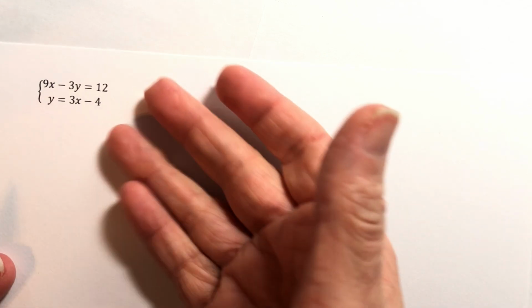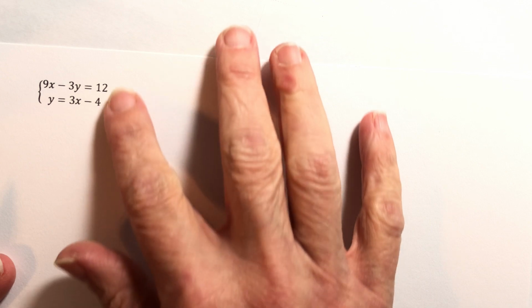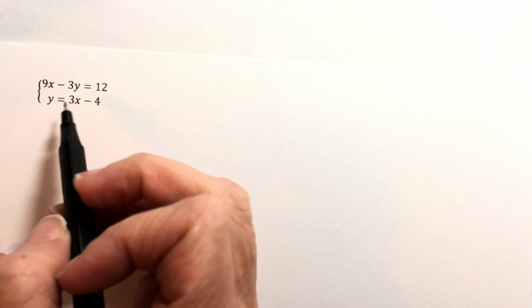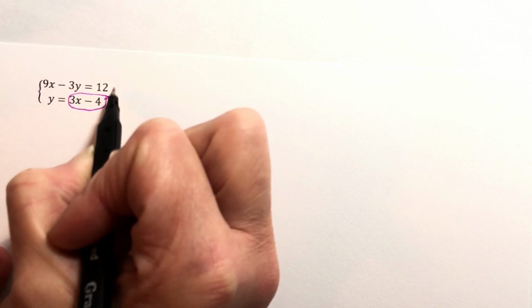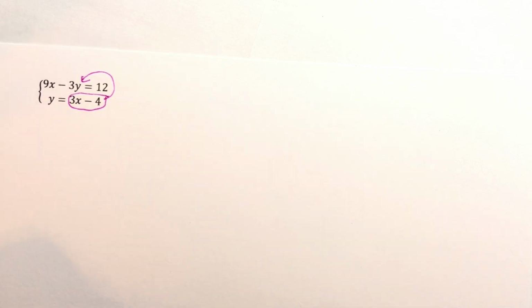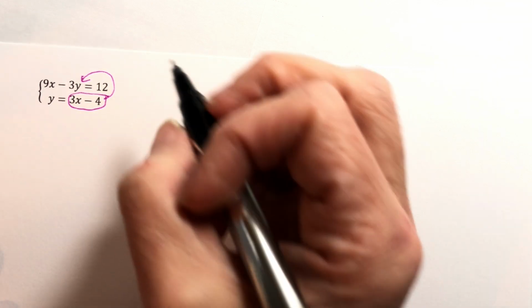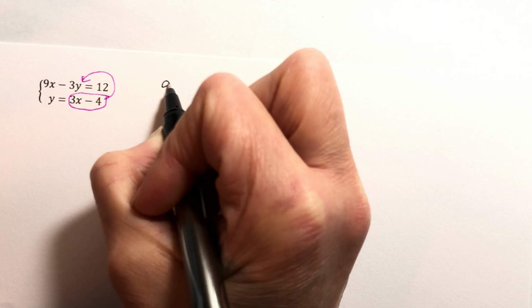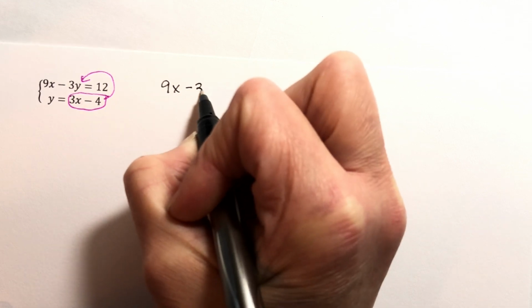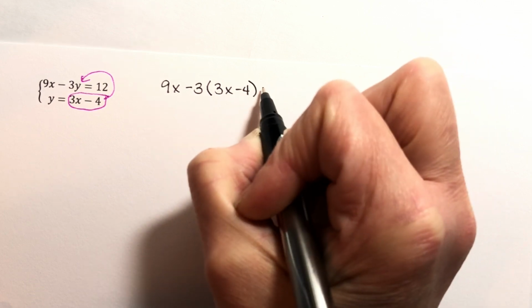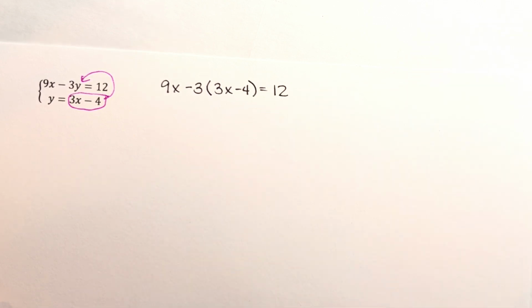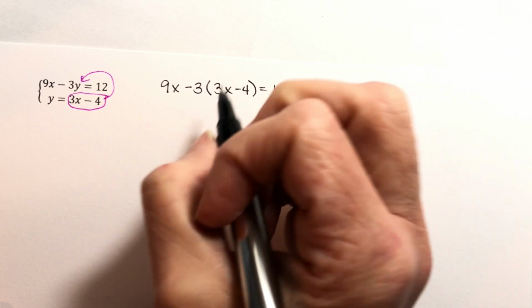Okay, last problem. And we are supposed to solve this using either method. I again see that this is solved for y, so it's pretty much set up for substitution. I'm going to take all of this and plug it in right there for that y value. So that gives me 9x minus 3 times 3x minus 4, and that's equal to 12. Distribute the negative 3.